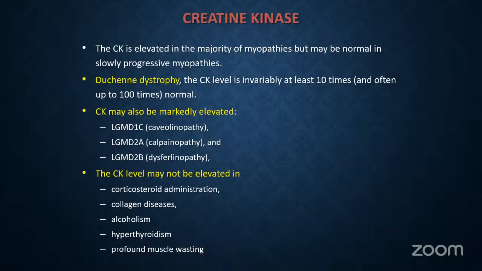Markedly elevated CK can be seen in LGMD1C, that is caveolopathy, LGMD2A, that is calpainopathy, and LGMD2B, that is dysferlinopathy. CK level may not be elevated in myopathy associated with corticosteroid use, collagen diseases, alcoholism, hyperthyroidism, and profound muscle wasting.